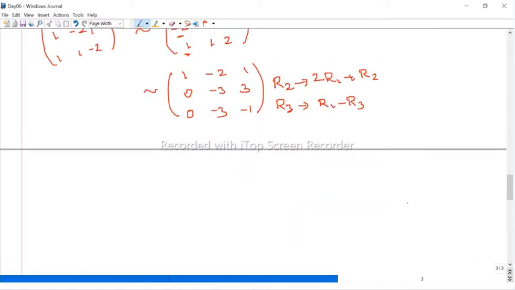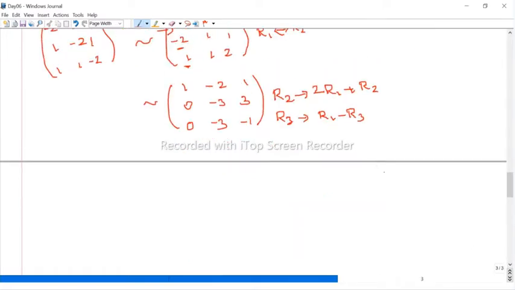We scan it. So what will we get? The non-zero entry is minus 3. Therefore, we have to make this 1. So what do we have to do? We have to divide by minus 3. Therefore, we get 1, minus 2, 1.